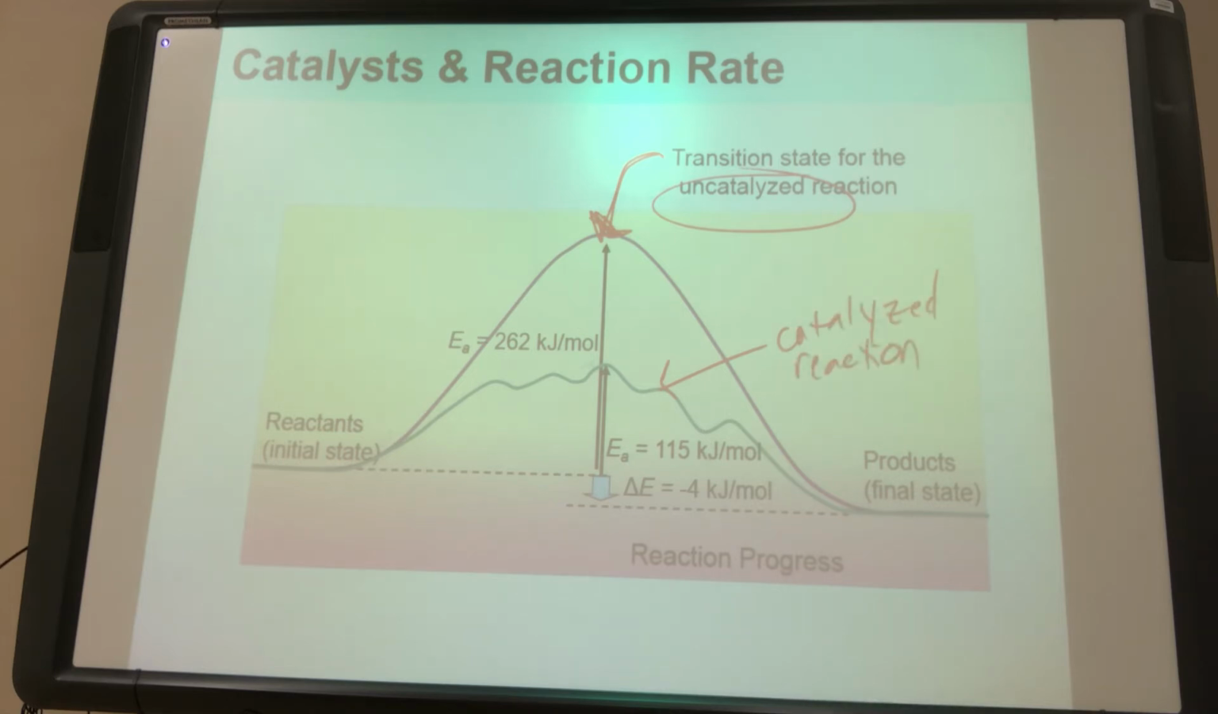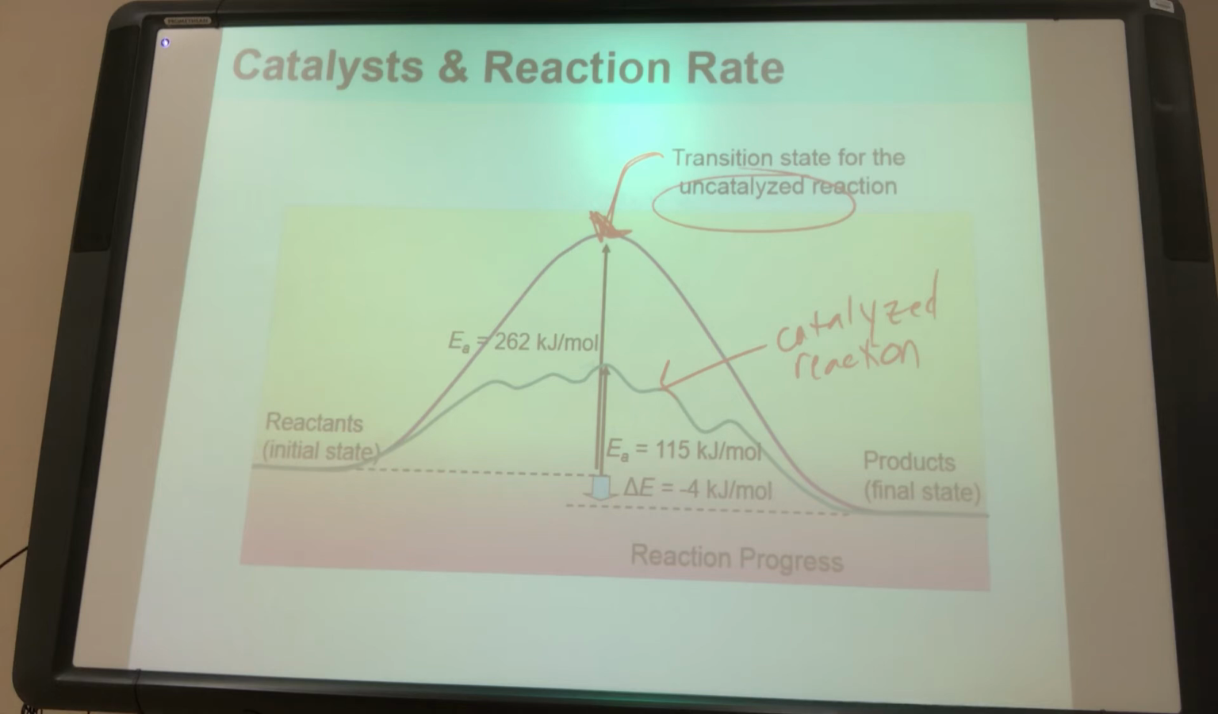Because I don't have to go as high, I have more particles with enough energy to hit each other fast enough that they can make the transition states and go. A lot of people think the catalyst just makes me go faster, like I'm driving over the hill faster. That's not the case. Think about a catalyst as making a tunnel through the hill, okay?